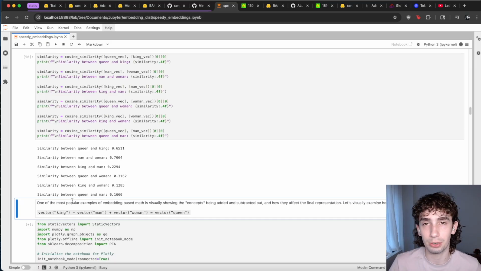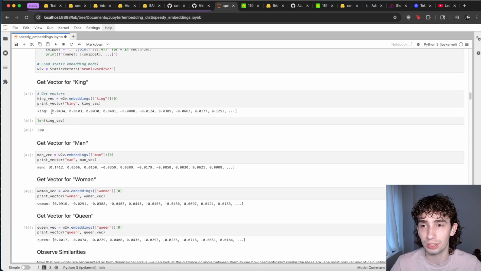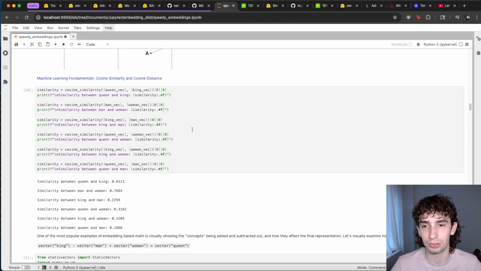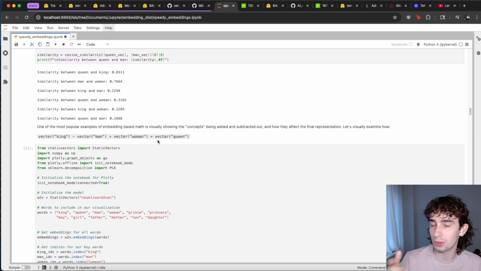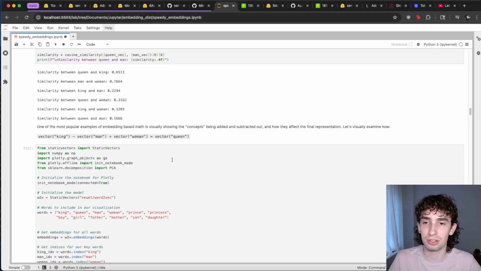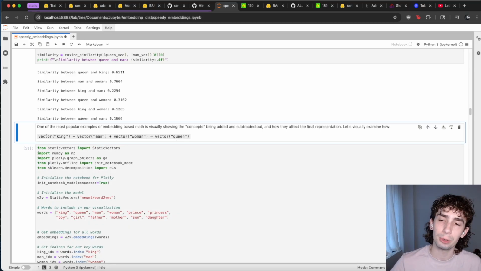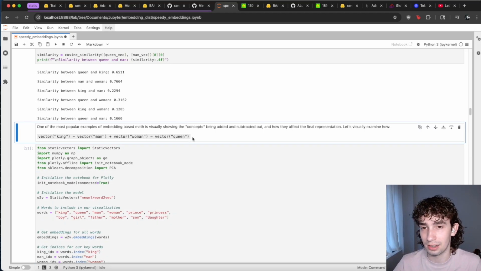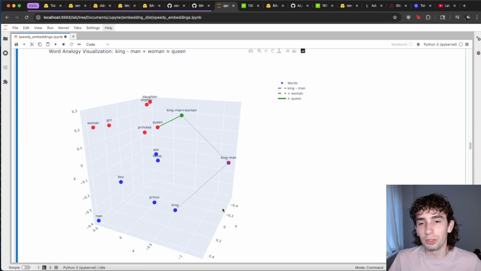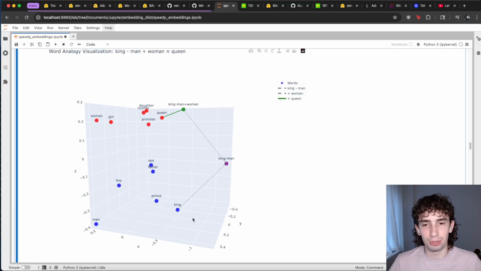So I put together a quick visualization in 3 dimensions. We're actually going to be reducing the dimensionality of these words into 3 so that we can visualize it in the highest amount of dimensions that we understand. And we're going to show the example of taking the vector of king, subtracting out the vector of man, and adding in the vector of woman, and see where it lines up. Spoiler alert.